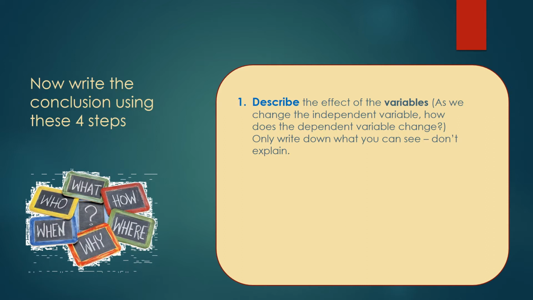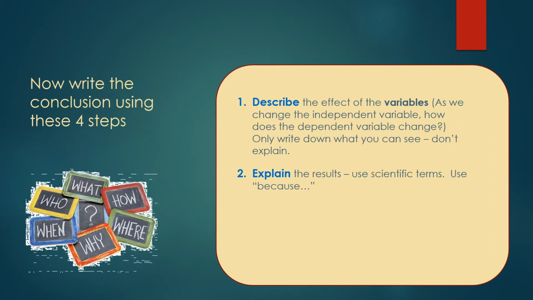Your first sentence or sentences should just be describing the effect of the variables. So, I don't know, as you change the lubricant to oil, the time it took the object to slide down the ramp decreased. Okay, you've just described the effect of that variable, how that independent variable has changed the dependent variable. So that's your first sentence or sentences in your conclusion.